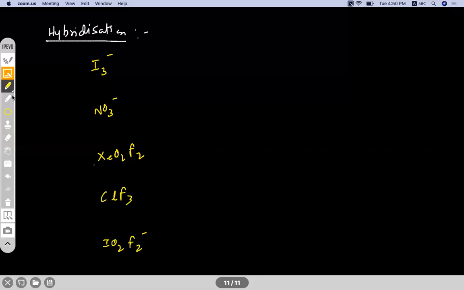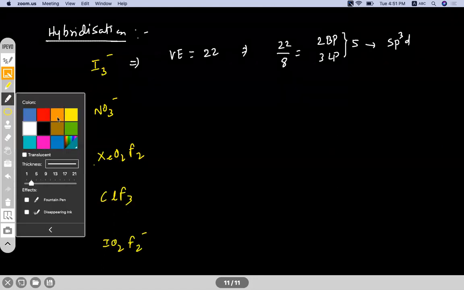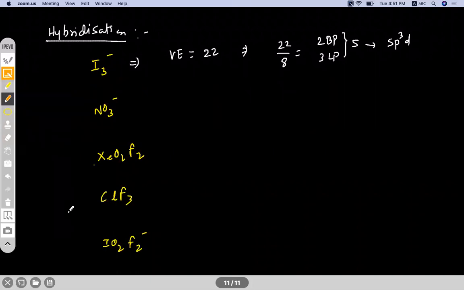Okay. So for I3 minus, we'll find out the valence electrons, and the valence electron count is 22: 7 into 3 plus 1, because of 1 negative charge. Now, if you divide this 22 by 8, we have 2 bond pair and 3 lone pair. So steric number is 5, hybridization is sp3d. Geometry is what? Geometry is TBP, yes. Shape is linear. Okay, Ritu? Shape is linear, geometry is TBP.